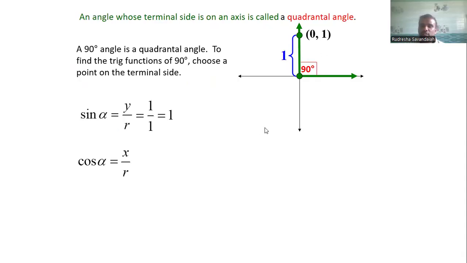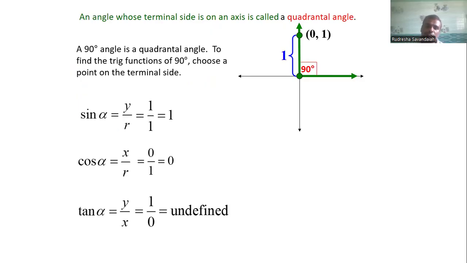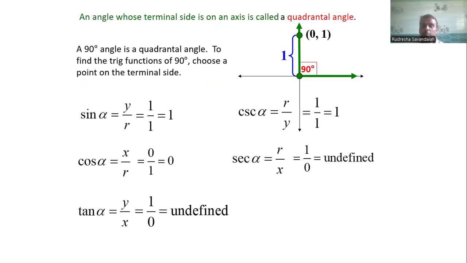Since sin alpha is equal to y by r, 1 by 1 is equal to 1. Cos alpha is equal to x by r. Tan alpha is equal to y by x, equals 1 by 0, undefined. Cosec alpha is equal to r by y, equals 1 by 1, is equal to 1. Sec alpha equals r by x, 1 by 0, undefined.